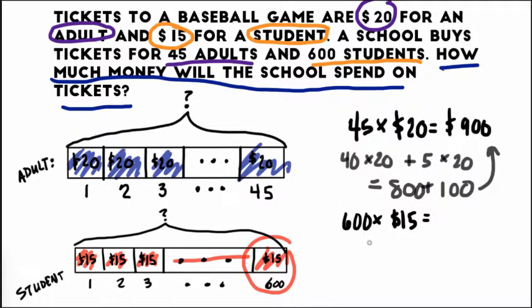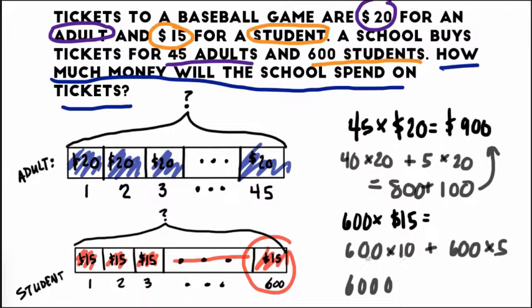For some of us, we don't need to draw the picture. Totally understand. But for a lot of us, the picture helps us better understand what's going on. So this one, we can break down to 600 times 10 plus 600 times 5. And 600 times 10, that's 6,000.